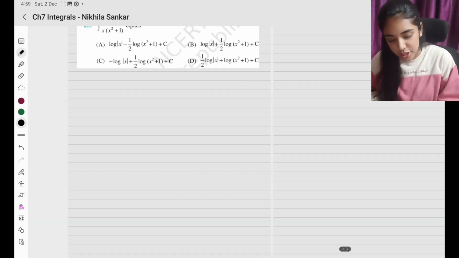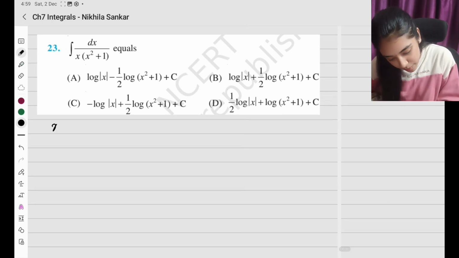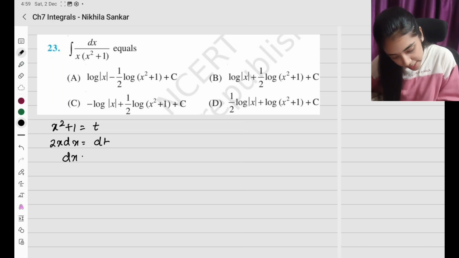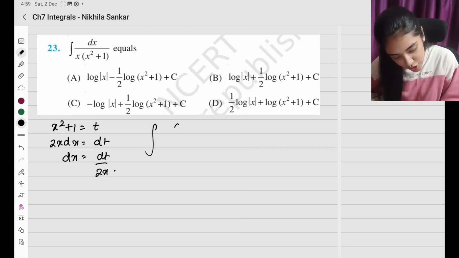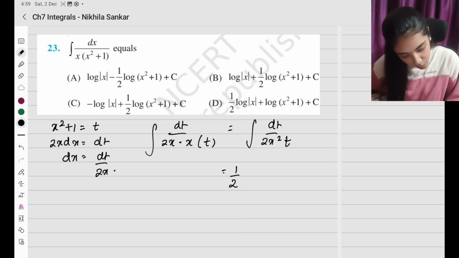Question number 23, last question of the exercise. So I am going to use a substitution method. So x square plus 1 equals t, 2x dx equals dt, dx equals dt divided by 2x. So how does my integral change? dt divided by 2x times x times t. So this is dt divided by 2x square times t. I can take the 1 by 2 outside.